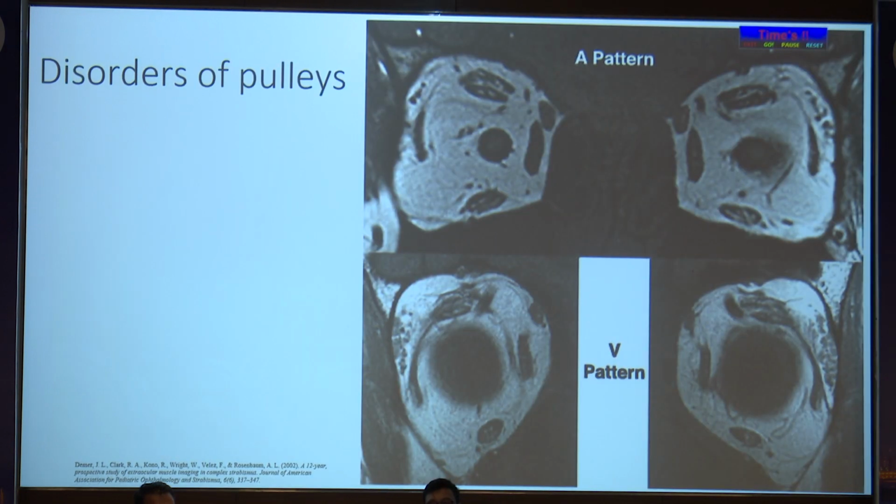And since Demer has introduced the term of pulleys, whenever there is a disorder of pulley, you will get an A or V pattern. This is mainly for research purpose. Initially they have done it. As you can see in the A pattern, there is upshift of LR and nasalization of SR, and in V pattern there is temporalization and downshift of SR and LR.